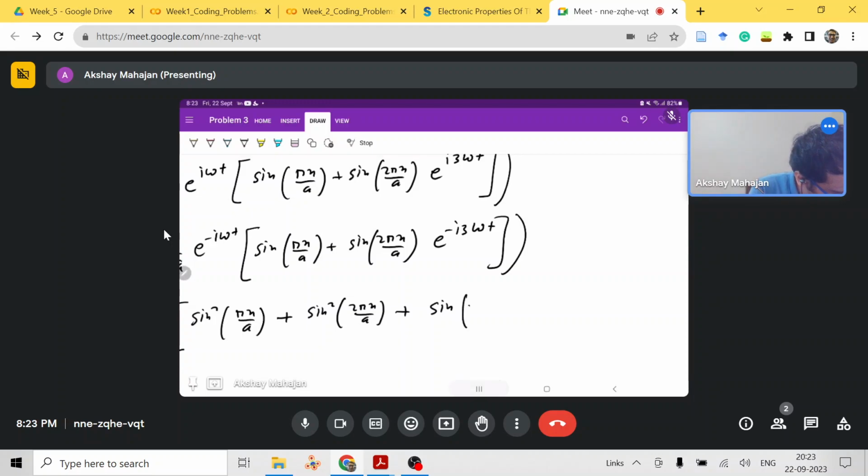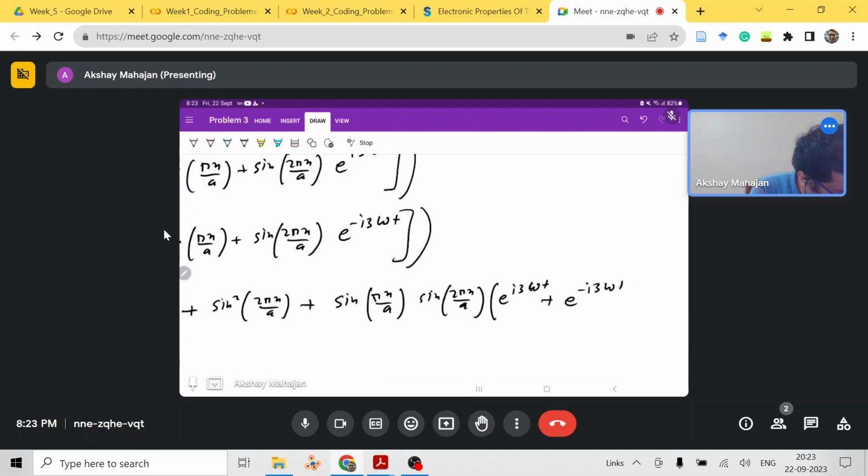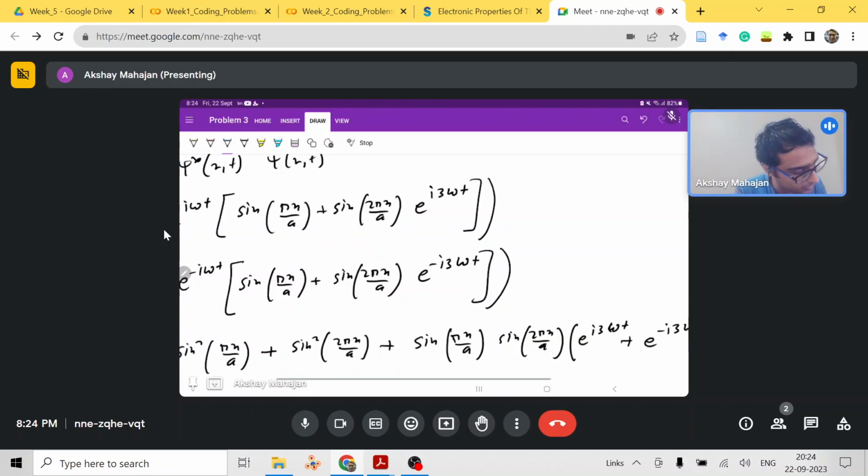Sine of pi x by a and sine of 2 pi x by a times e to the power iota 3 omega t plus e to the power minus iota 3 omega t. Right? So this will be our term. Okay, this will be the cross terms. If you multiply this, this will be this cross terms. All right, that will be given by this.